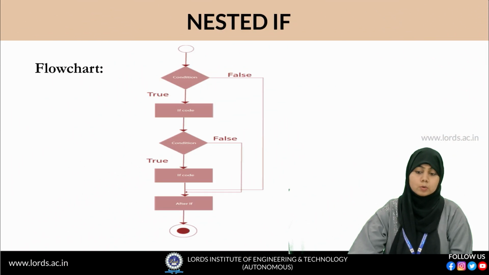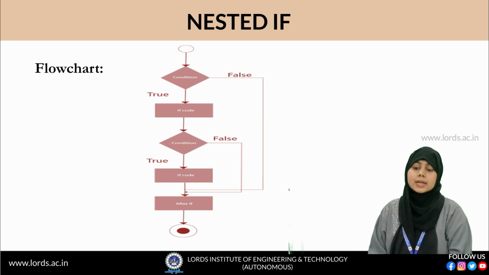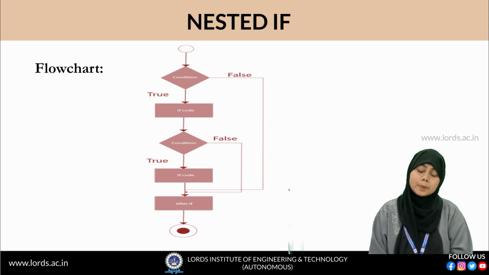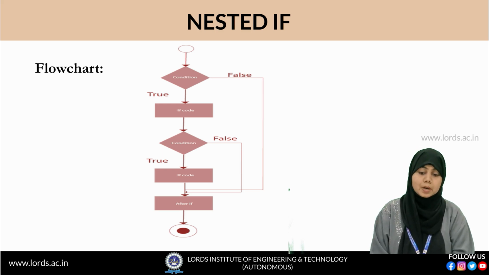Now we'll quickly see the flow chart of it. As you can see in the flow chart, it starts with a condition. If the first if statement's condition is true, only then does it go to the other if statement. If that statement is true, then it will go to the other if else statement. If the first if condition 1 is false, then it will move to the else part.